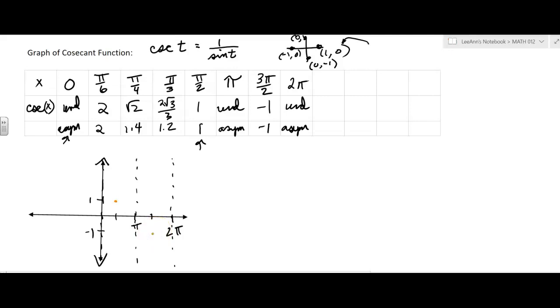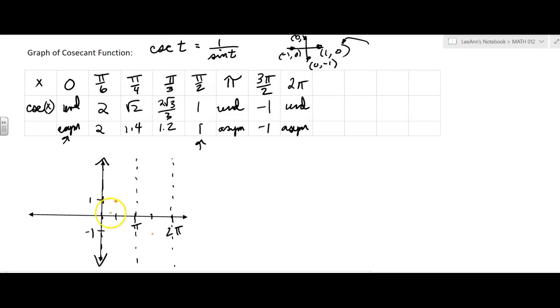Now they have a visual in the textbook. Sometimes I think it's confusing, but it might be helpful after you looked at this to look at the video, because what you're doing is the reciprocal of that cosine curve, or the sine curve. Okay, so if you want to think about that later.